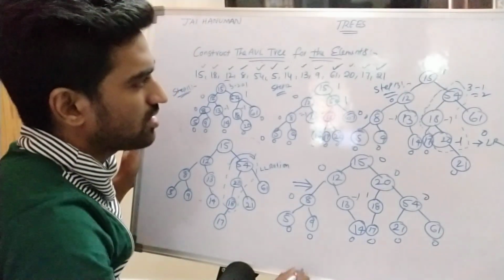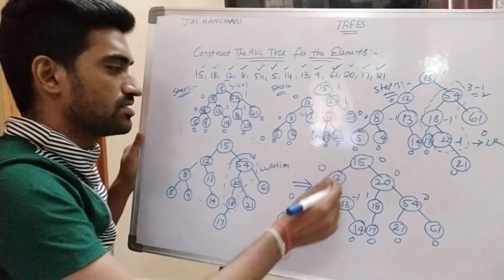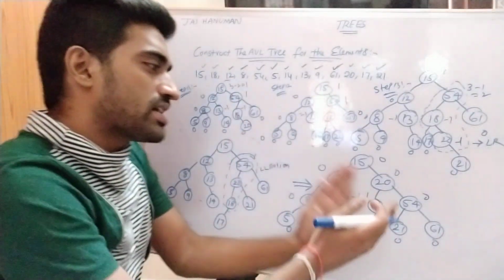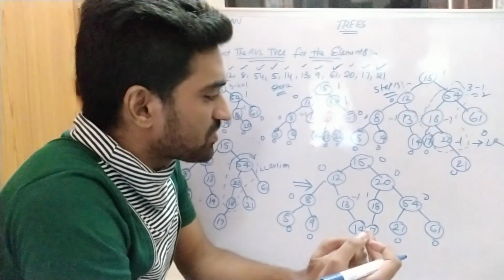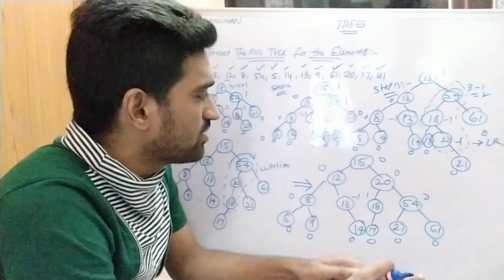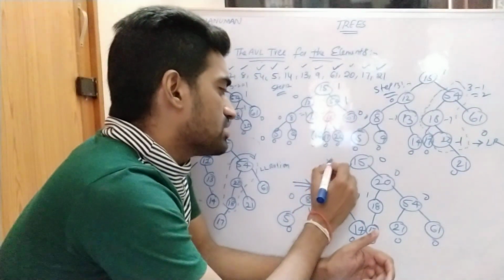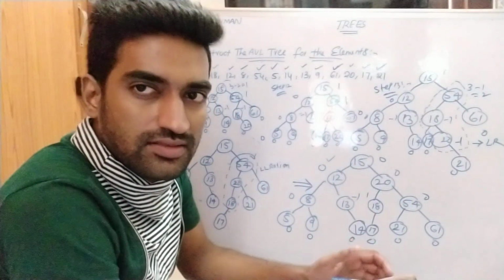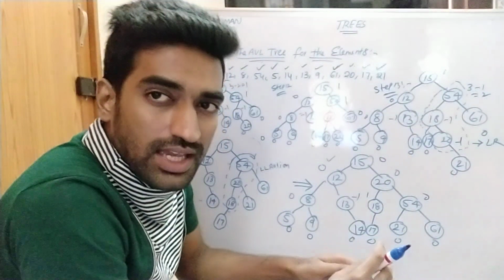Right? So after completion of all insertions, the tree satisfies the binary search tree property as well as the balancing factor property. So that's why the final tree is said to be an AVL tree, right? So this is about the insertion operation.